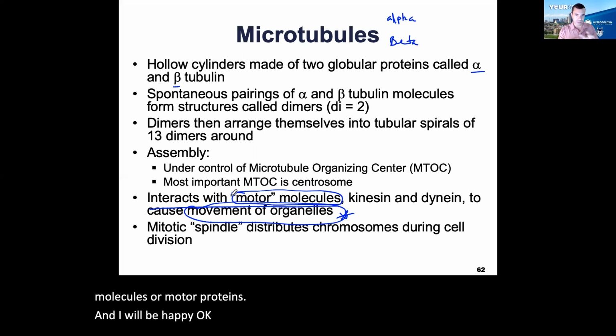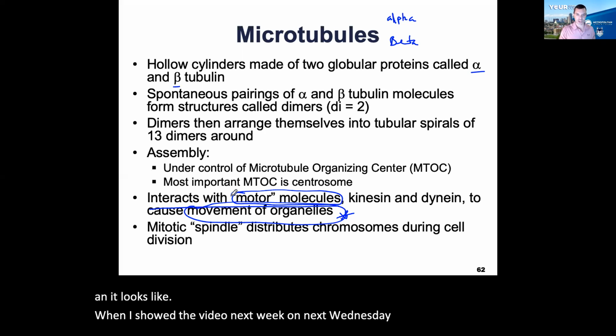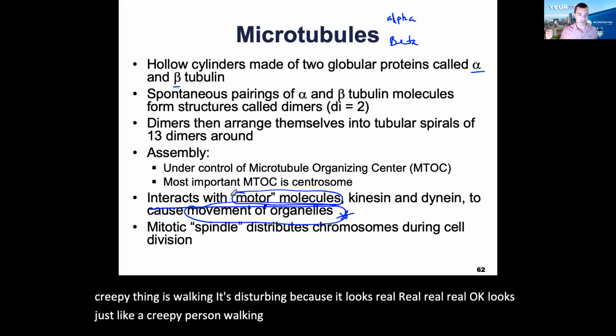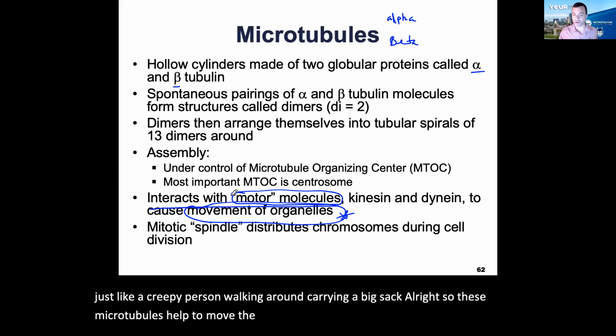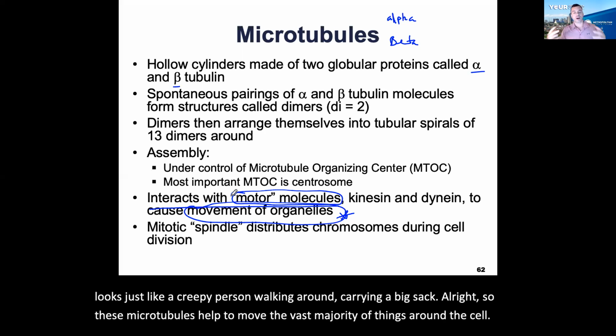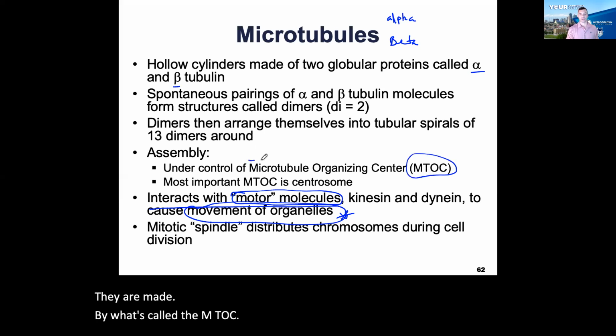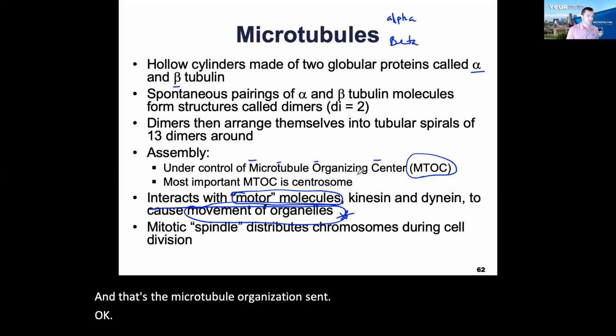So these motor proteins interact with the microtubules, and when I show the video next Wednesday, it looks like this creepy thing is walking. It's disturbing because it looks real, okay? Looks just like a creepy person walking around carrying a big sack, all right? So these microtubules help to move the vast majority of things around a cell. They are made by what's called the MTOC, the Microtubule Organization Center, okay? And that's three slides from now, I believe.